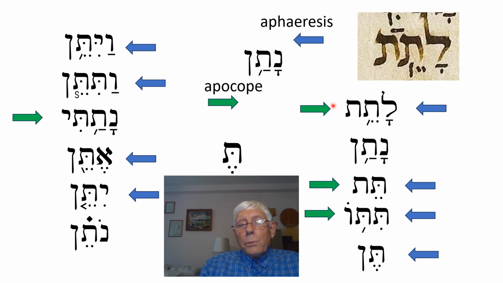Nun suffers apocope, and this lamed sitting in the front, taking the place of the nun, and so there's an apheresis of the nun, and the lamed takes its place and does the work of the preposition. So that's how that one comes together. Natan, like I said, is the root. He gave, he put, he gave.